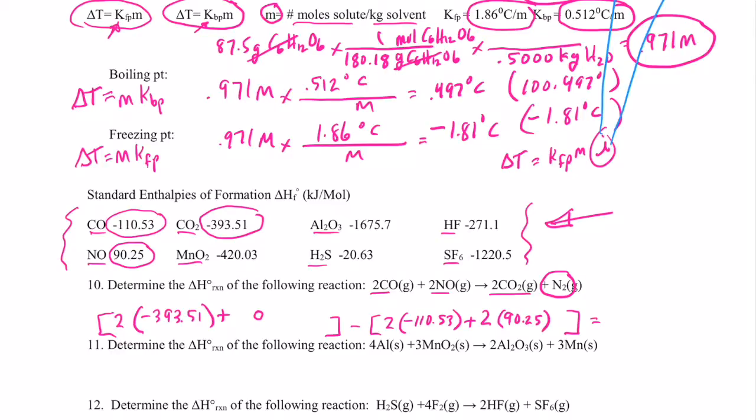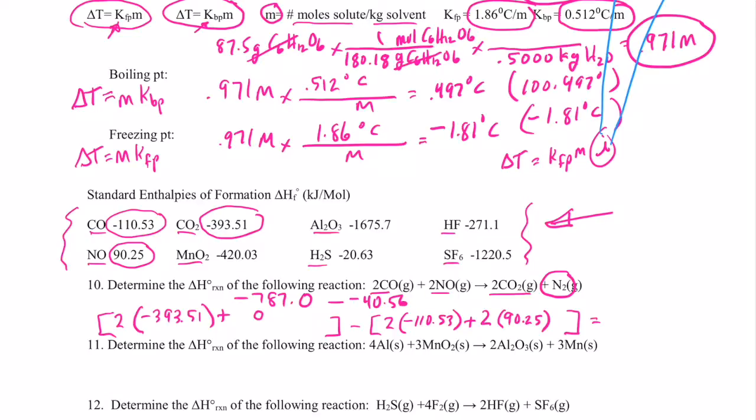Okay, so let's do some math here. Let's add up the sum of my product's heat of formation. So we have 2 times a negative 393.51, and we end up with 787.0, and that's a negative 787.0. We're just going to go to the nearest tenth, folks. That's good enough for me today. Minus the sum of the heat of formations of my reactants. So that's 2 times a negative 110.53 plus 2 times 90.25, and I get negative 40.56.